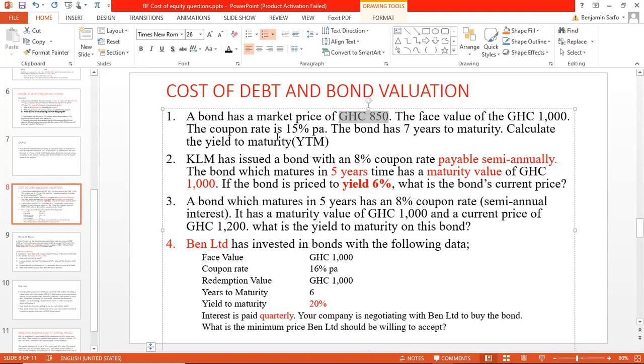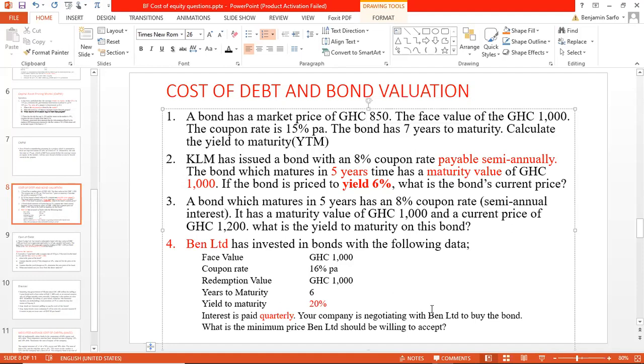Now, the coupon rate is 15%, which is our coupon rate, of course. And the bond has 7 years to maturity. What does the 7 years represent? N. Now, calculate the coupon and tell me what the figure is. The coupon rate is just a rate, but the coupon is the amount that you are getting. The coupon is 150.